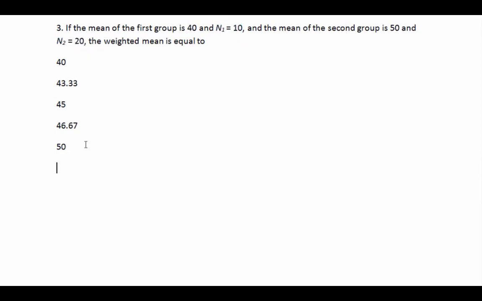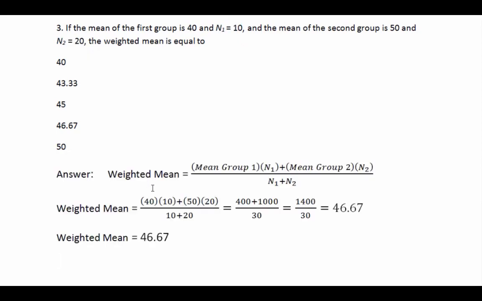So plugging this into our formula, we have the weighted mean, we have 40 times 10, as you see here, plus 50 times 20, divided by the sum of the two group sizes, 10 plus 20. That gives us 1,400 over 30, or 46.67. So the weighted mean is this value, 46.67. And notice that is, in fact, pulled closer to the mean of the group with the larger group size.